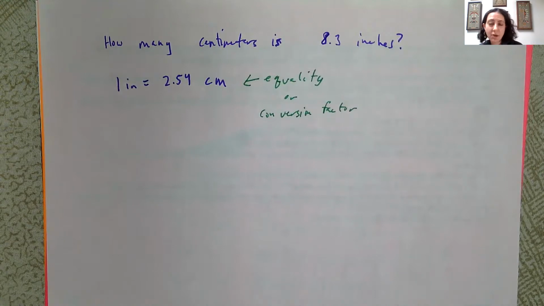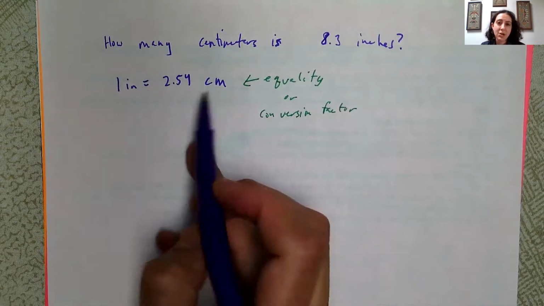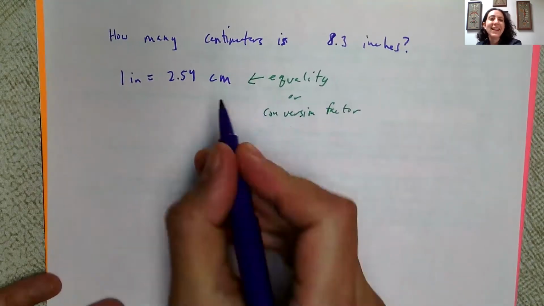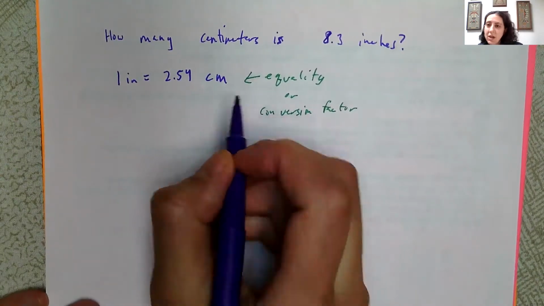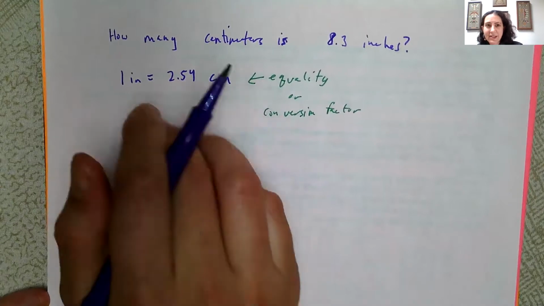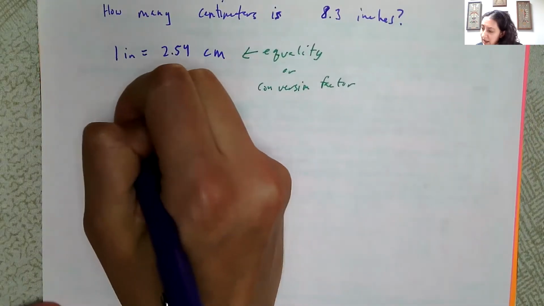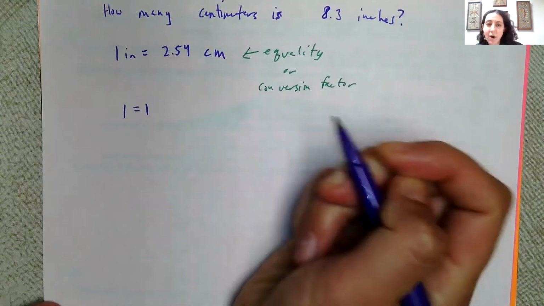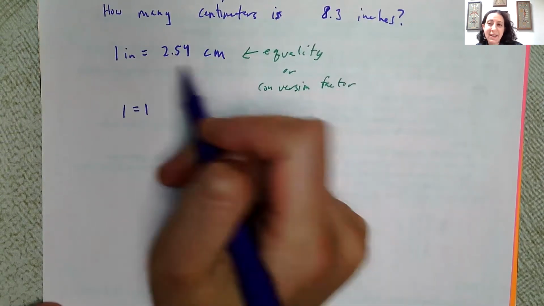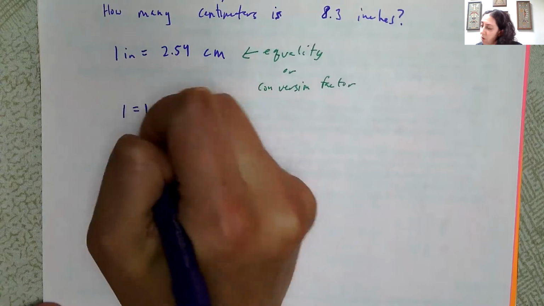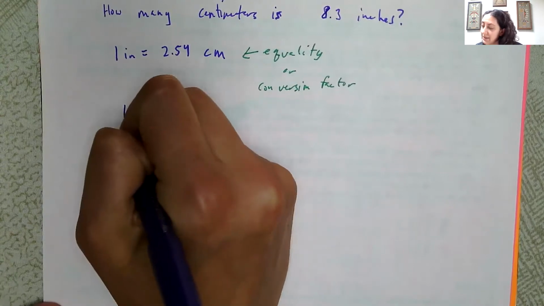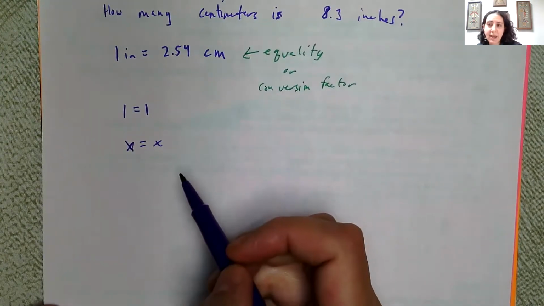So the first thing you have to do is take this equality. So we know that 1 inch is equal, sorry, to 2.54 centimeters. The way I like to think about this is it's kind of like if you said 1 is equal to 1. These things are the same as each other. Or x is equal to x. Okay, those are the same things.